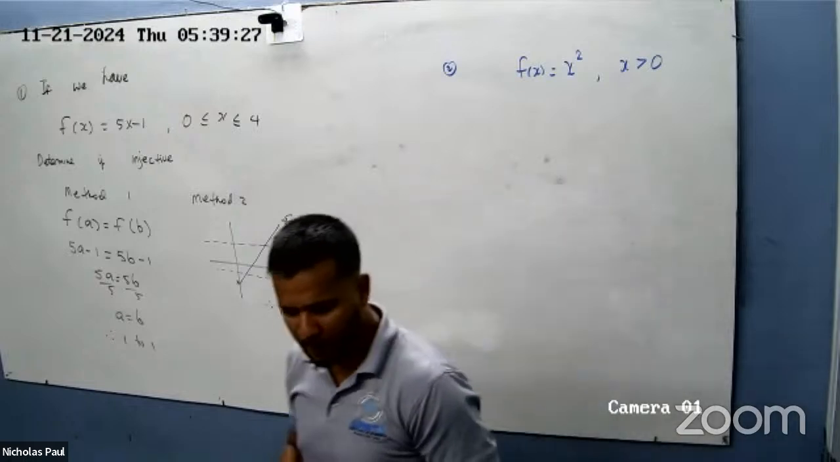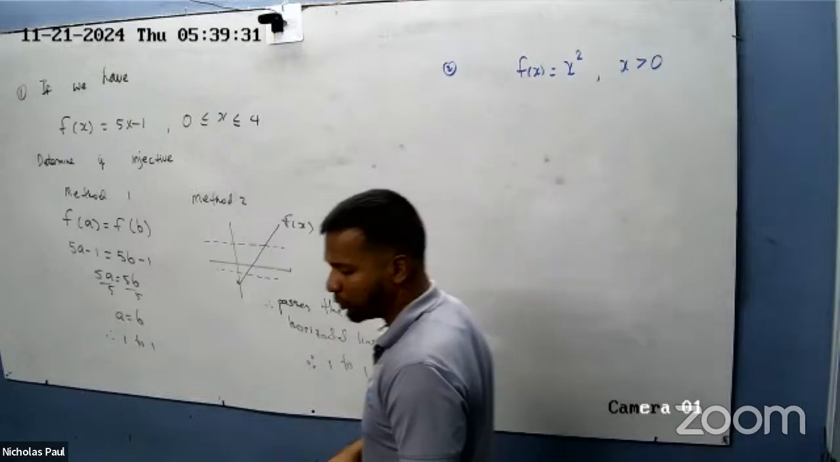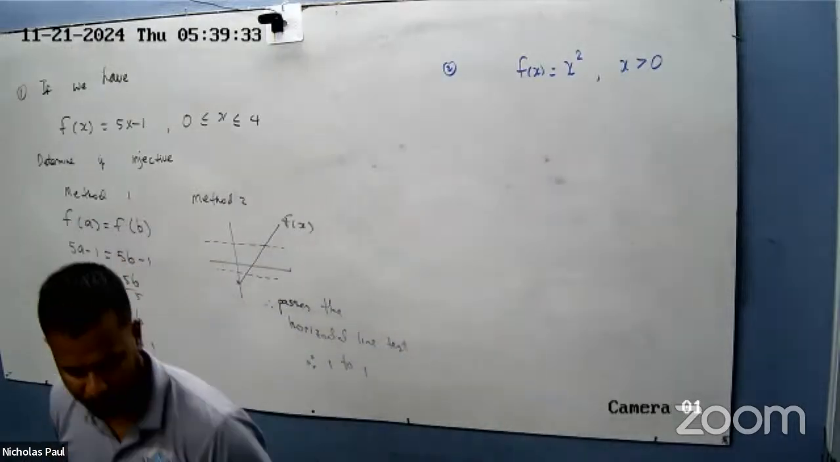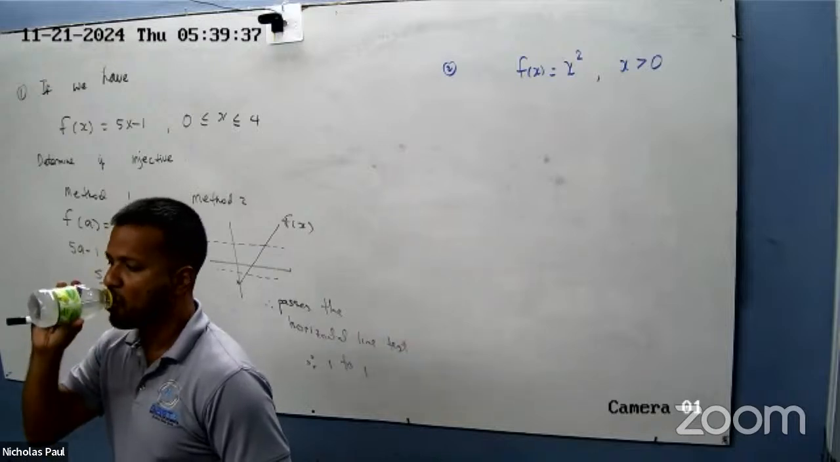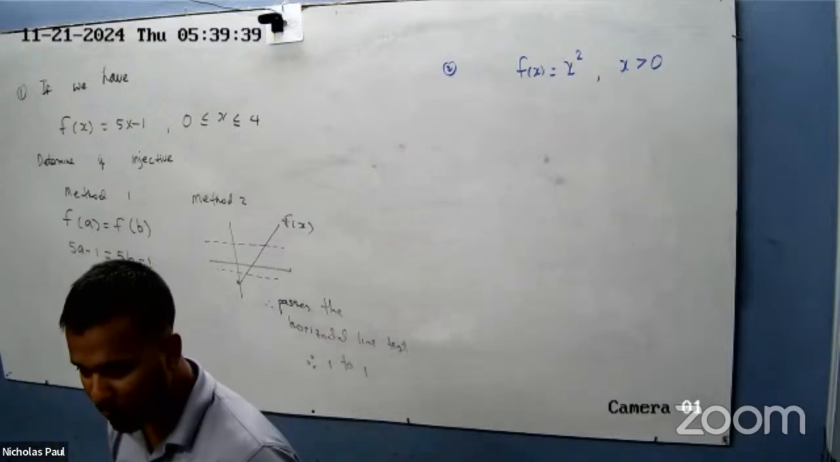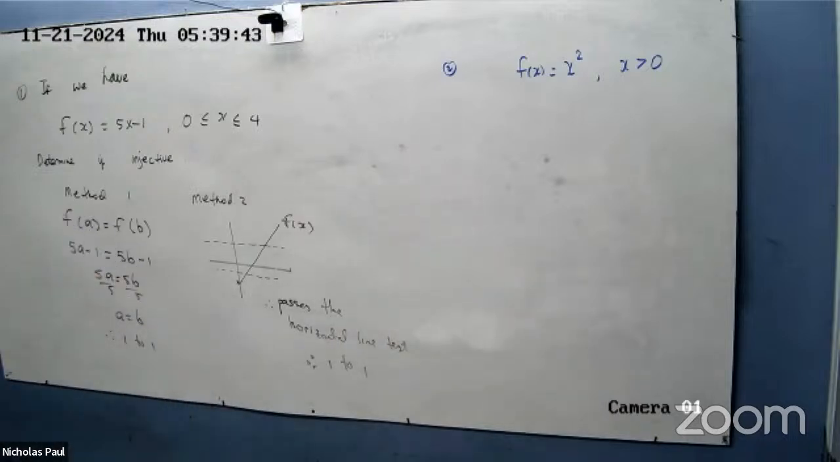Try this next function using both methods, one and two: f of x equal to x squared.